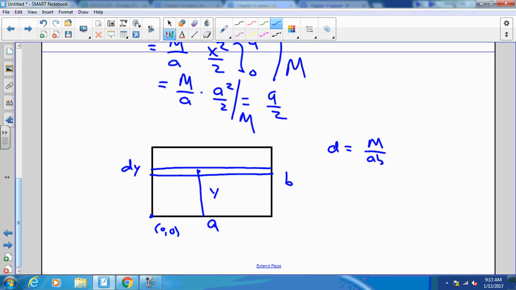And so I can say that my density is equal to mass over area, again, same density as before. My dm now is going to be equal to density times area. And the area of my strip right here is length a times height dy, which gives me m over b times dy.